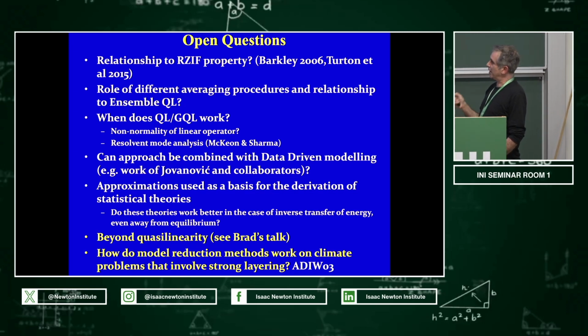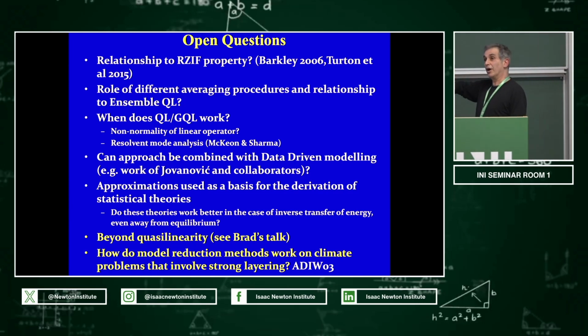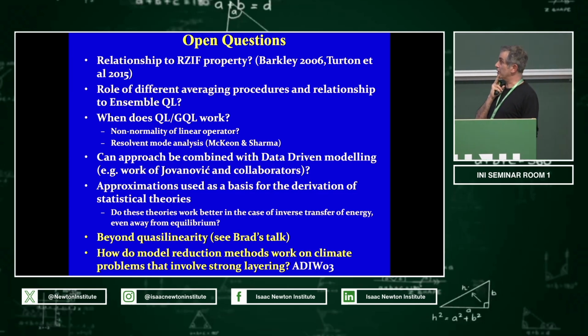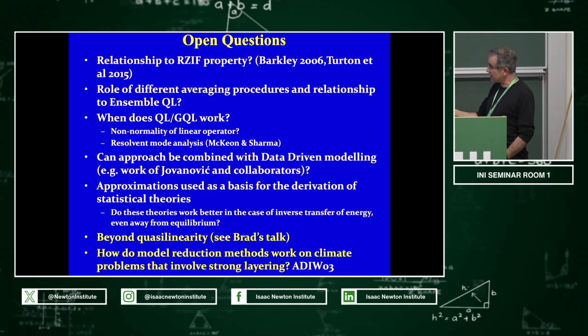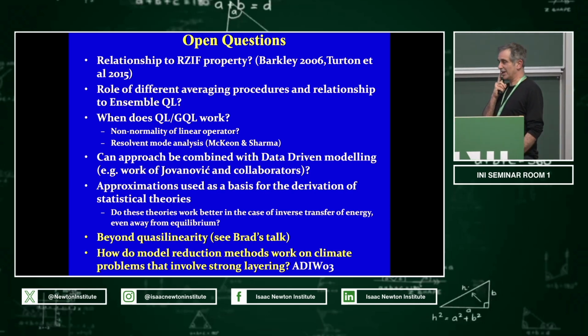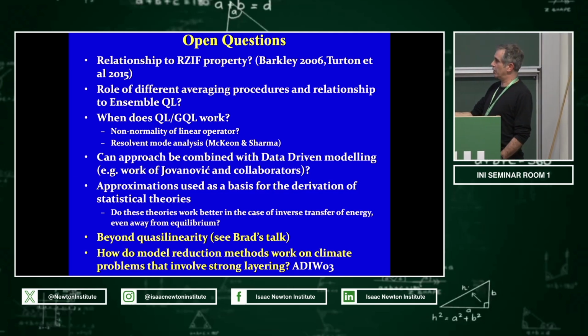An interesting thing to think about is, can this approach be combined with data-driven modelling? We want to go beyond quasi-linearity. What's the minimal thing we can put in to go beyond quasi-linearity? Can some kind of data-driven method tell us that? These approximations are used as a basis for the derivation of statistical theories. Do these theories work better in the case of an inverse transfer of energy, even away from equilibrium? I don't know. We have some ideas about going beyond quasi-linearity.